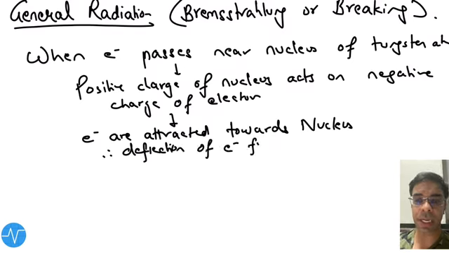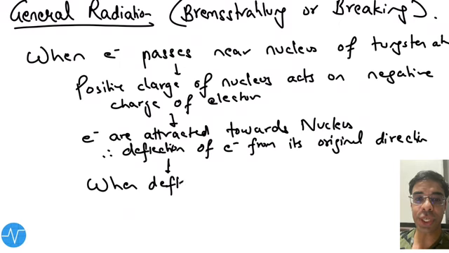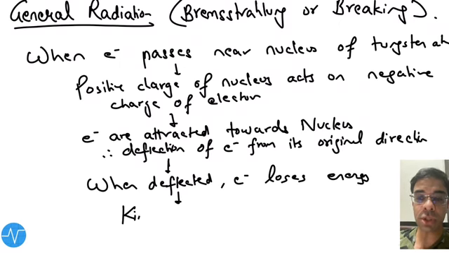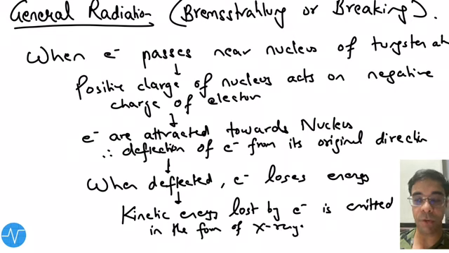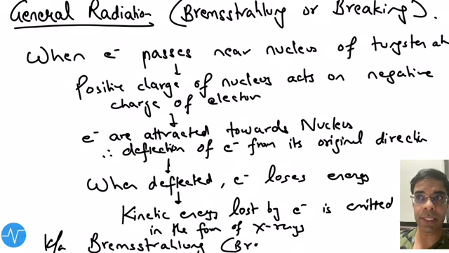Because of this attraction, there would be deflection of the electron from its original path. There would be deceleration of the electron which was moving, and because of this, it will lose energy, and the kinetic energy lost by the electron is emitted in the form of X-rays. Because there is a break in the movement of the electron, as it got deflected, this is known as braking radiation or Bremsstrahlung radiation.